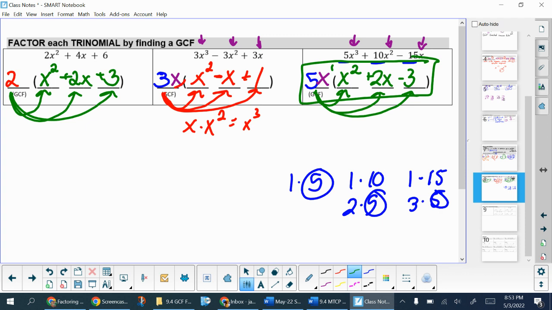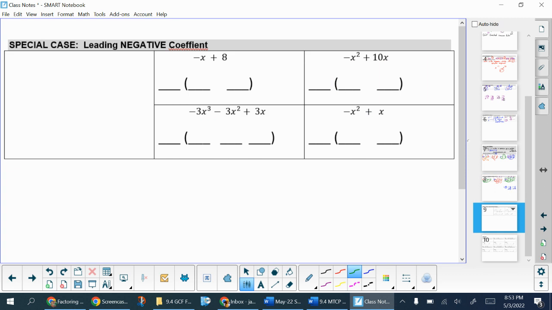That's the important thing. Okay, final thing here is with the negative leading coefficient. Whenever you have that negative leading coefficient, you always want to factor out a negative as your GCF.